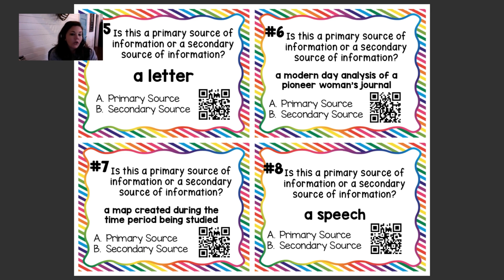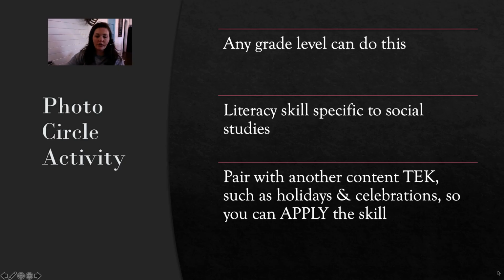A speech could be a primary source as long as it was created by someone who experienced the event you were studying. For instance, if you were studying Martin Luther King Jr. and the Civil Rights Movement, his I Have a Dream speech would be a primary source. Once you've taught a lesson on what a primary source is and the difference between primary and secondary sources, you can then move into your analysis lesson of a primary source.